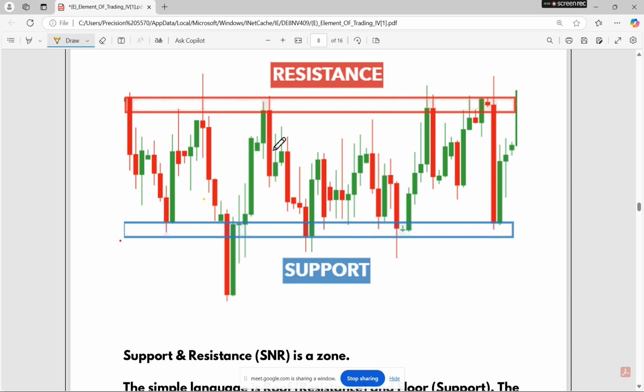Gave confirmation for sales, and it sold, coming down back to support. When the market reached the support, it gave confirmation for buy, and it bought. So this is how it is.